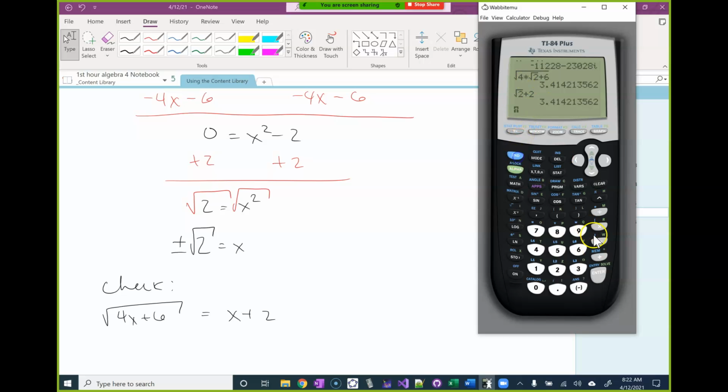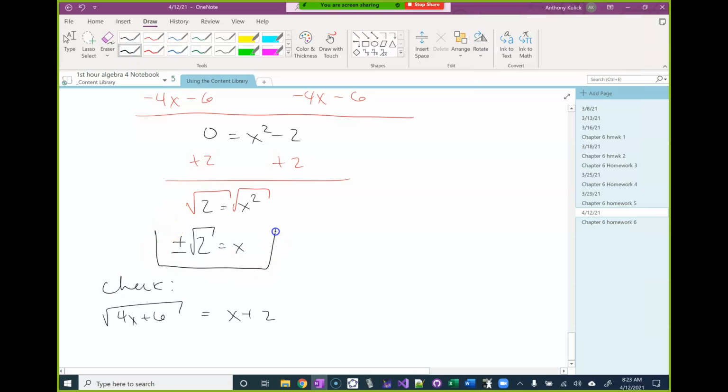Now I'm going to repeat the same thing, except I'm going to use negative square root 2. There's that one, and there's that one. So they both worked. So both of them are a solution. Everybody's okay there?